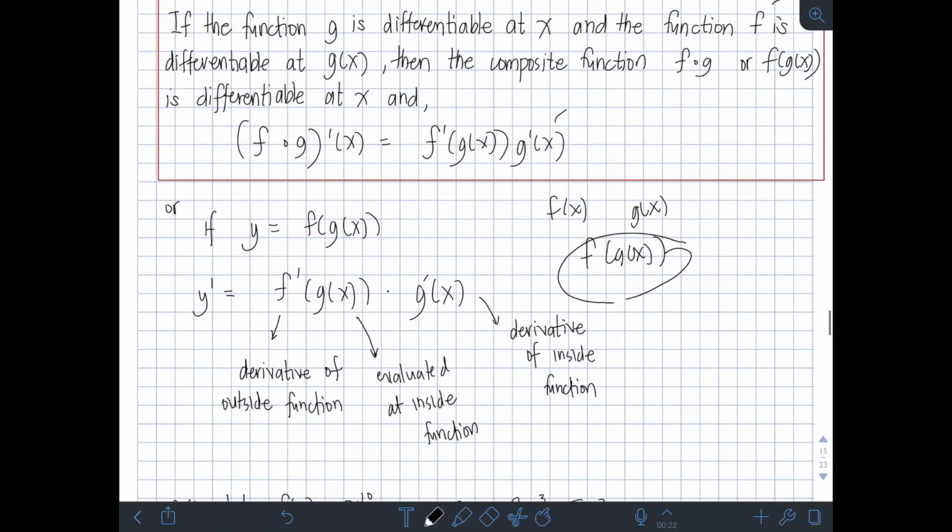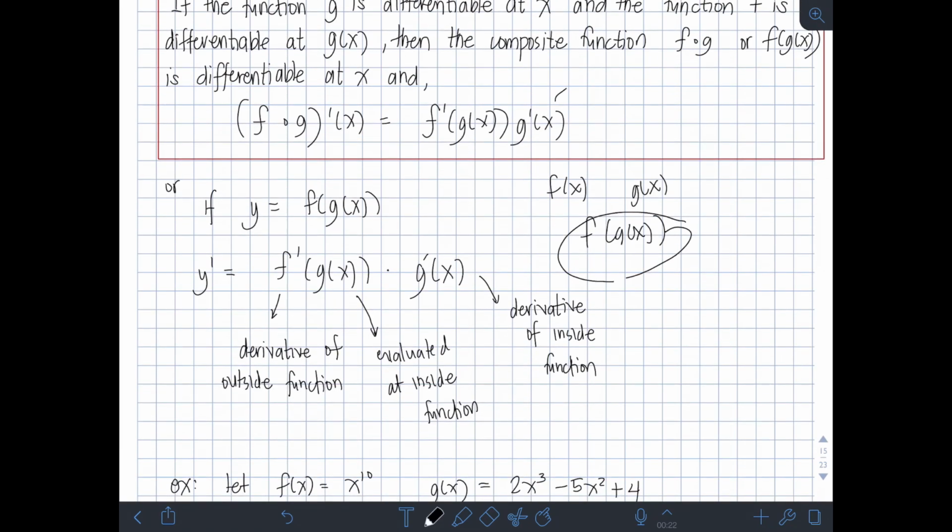So in other words, let's say meron kang y is equal to f of g of x, yung y prime or yung derivative nitong composite function is equivalent to saying na i-derivative muna natin yung f of x, which is considered as outside function kasi siya yung ini-evaluate natin at g of x, right? Tapos yung g of x yung inside function kasi nasa loob siya nung f of x. Tapos evaluated at inside function g of x. Multiply this time sa derivative na nung inside function na g of x. Okay? So ito yung gagamitin nating formula kapag meron tayong composite function.